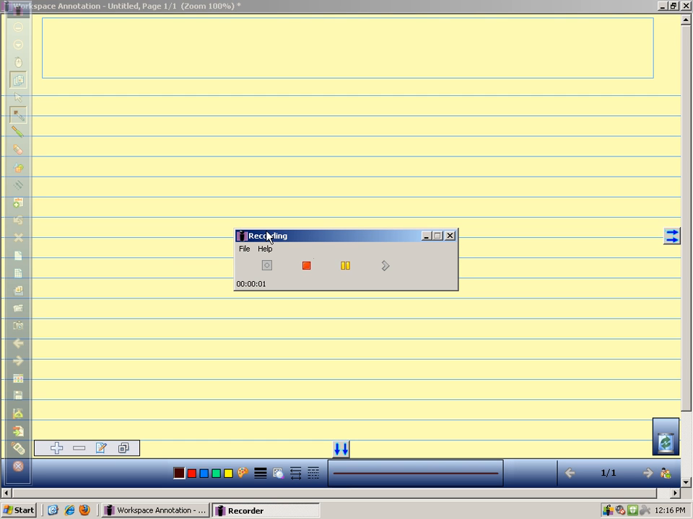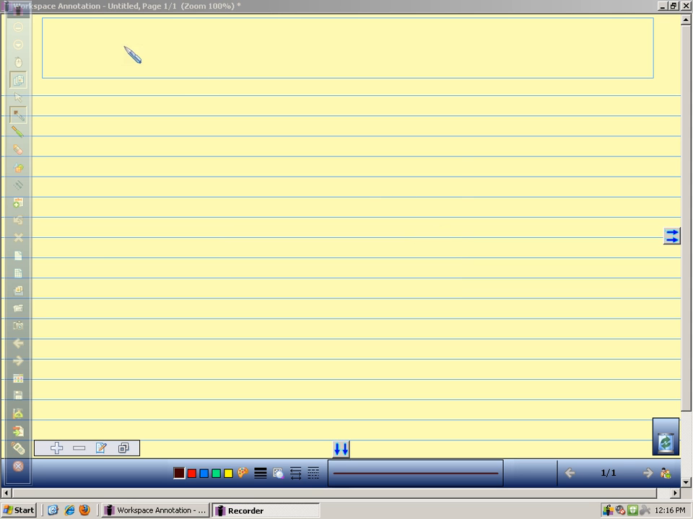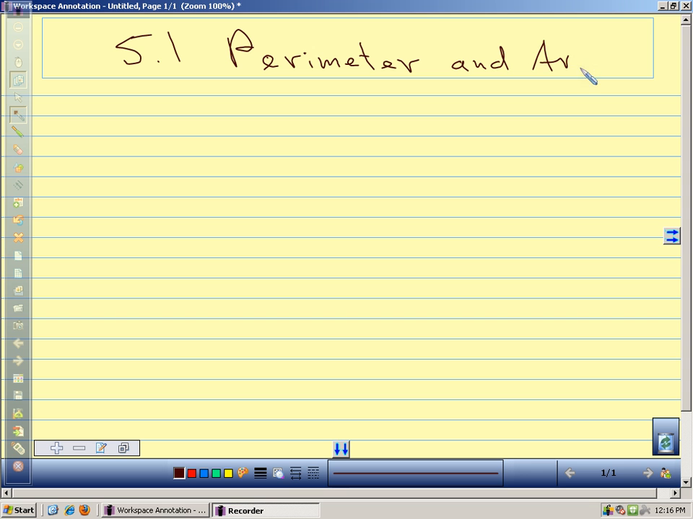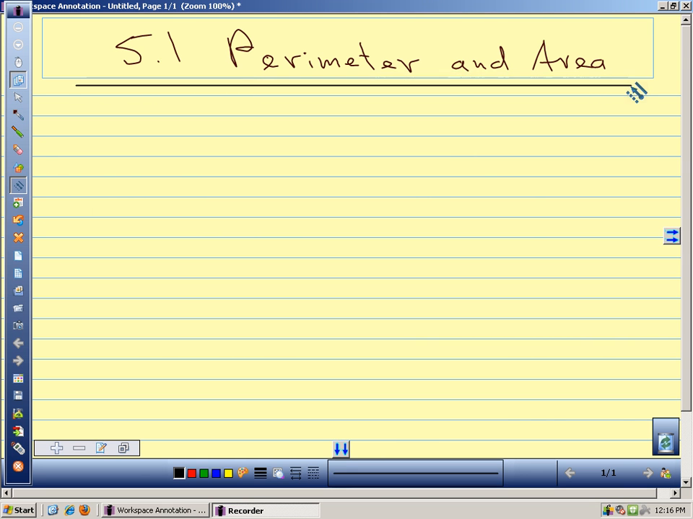Okay, so we're in chapter 5. We're starting in chapter 5, section 5.1, and we're going to start working with perimeter and area. We're going to take the ideas that we came up with in our opener and expand on those a little bit.